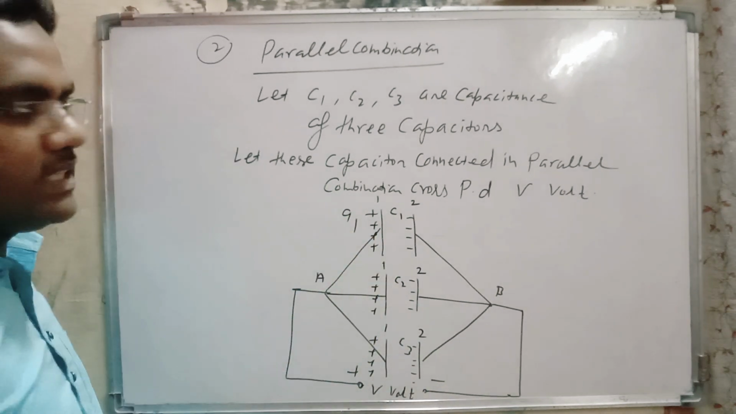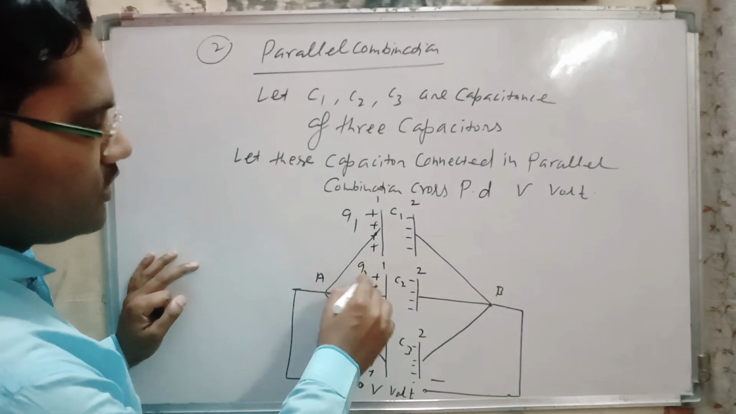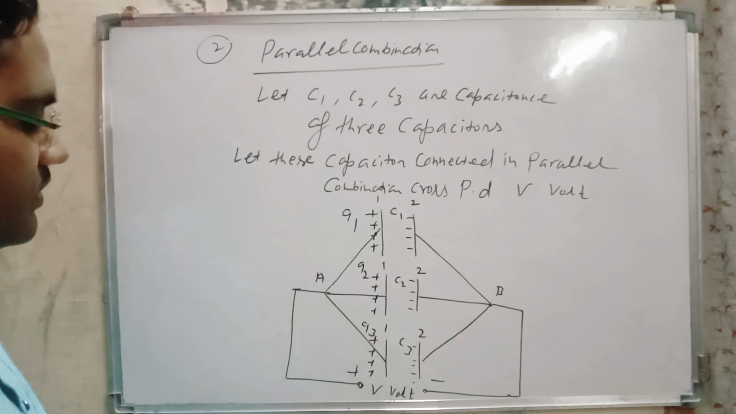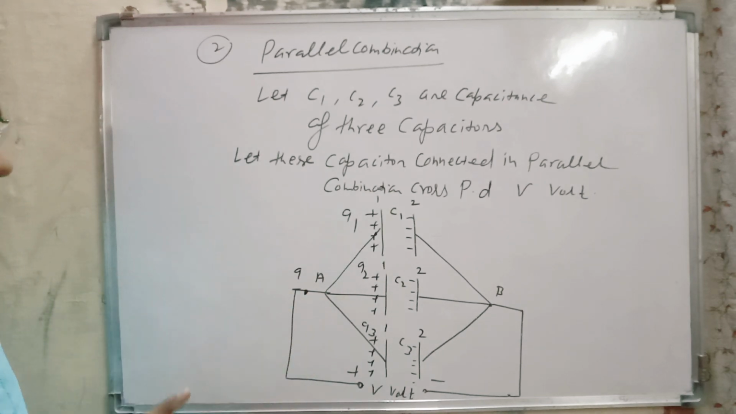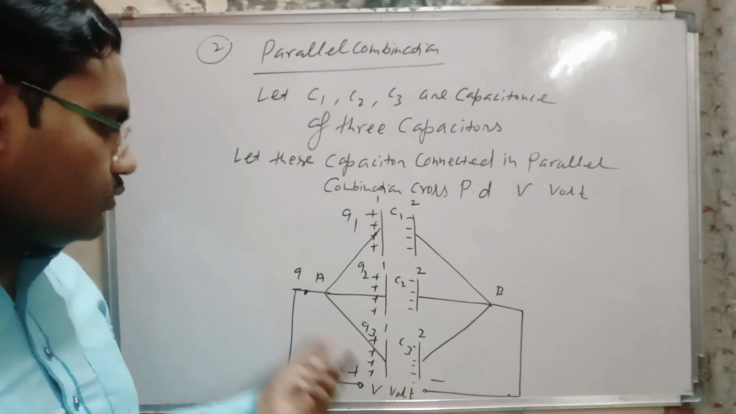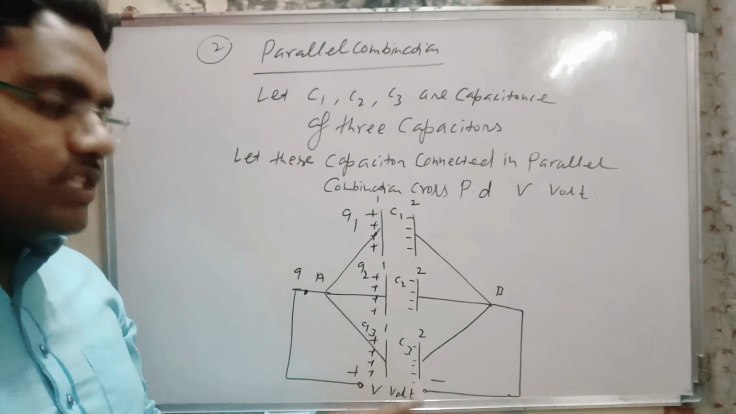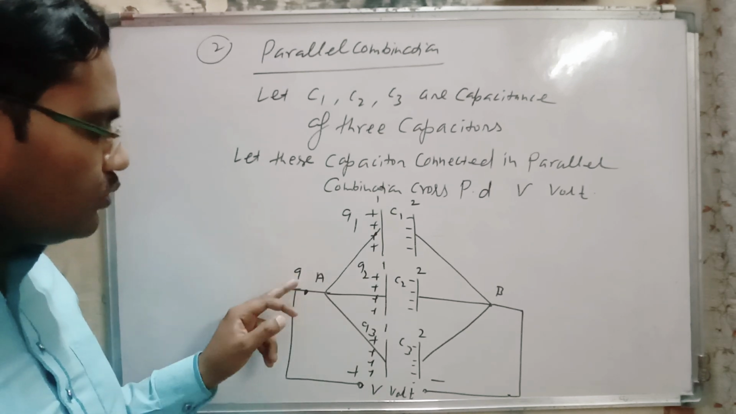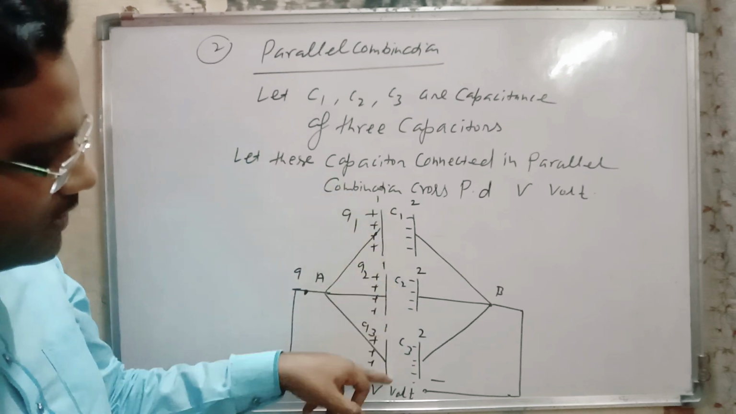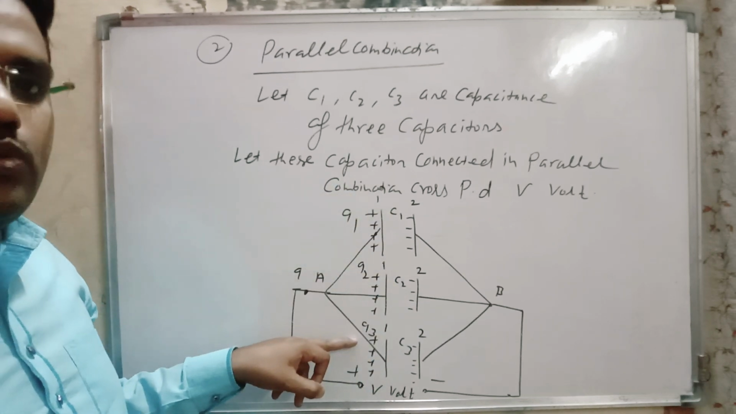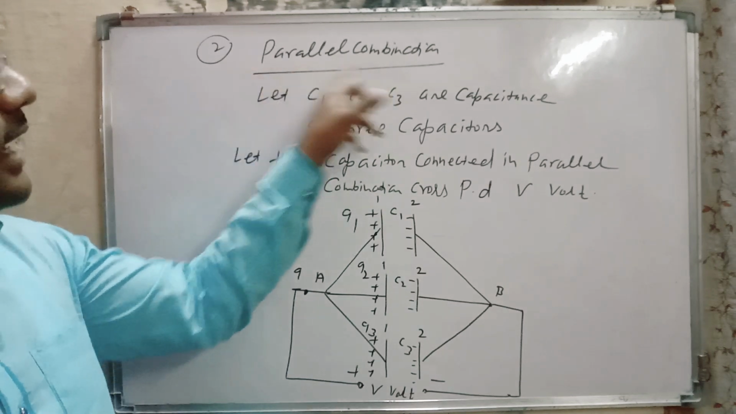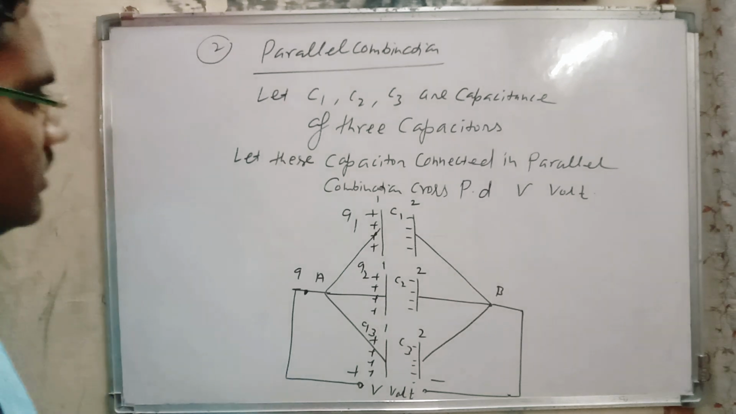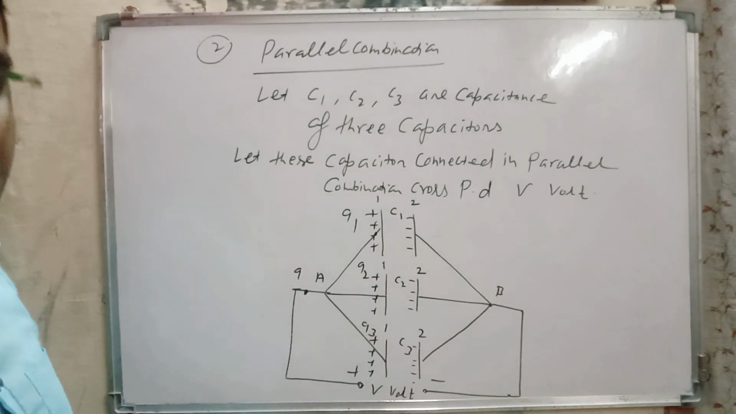Let Q1 be the charge on the first capacitor, Q2 the charge on the second capacitor, and Q3 the charge on the third capacitor, and the total charge supplied by this external source is Q. That means the external source supplies a total amount of charge Q coulomb, and this Q coulomb distributes over three capacitors as Q1, Q2 and Q3. In parallel combination, to derive the expression we take the law of conservation of charge. Now here we apply the law of conservation of charge.